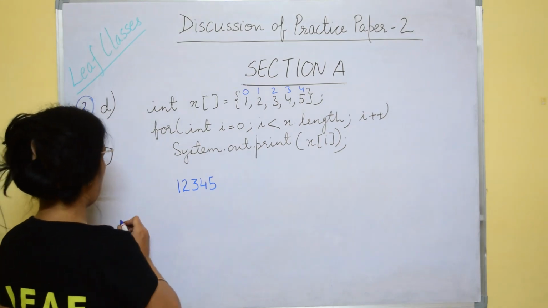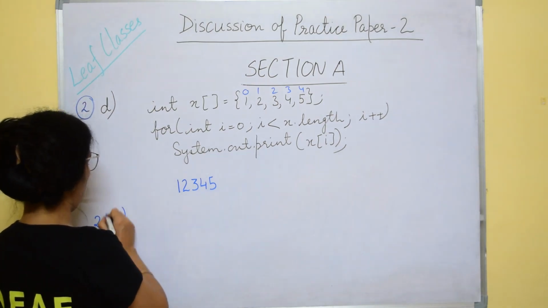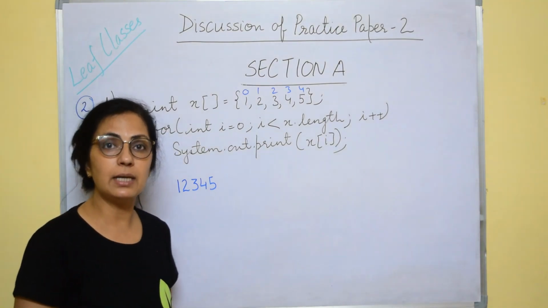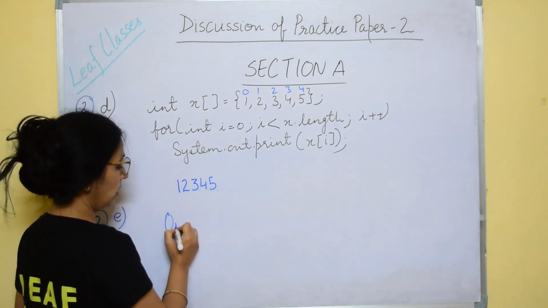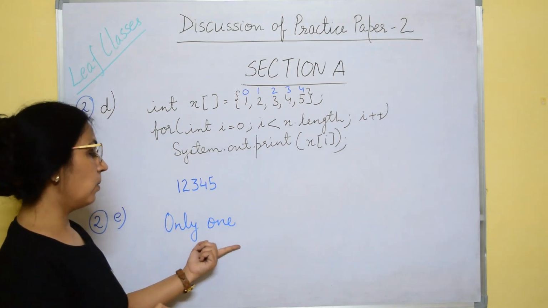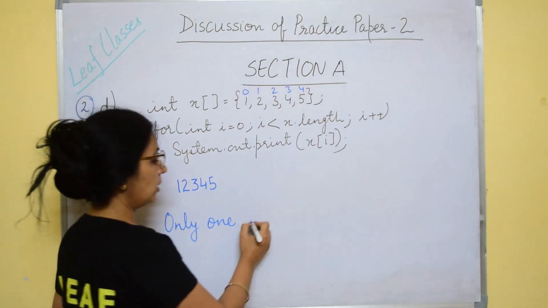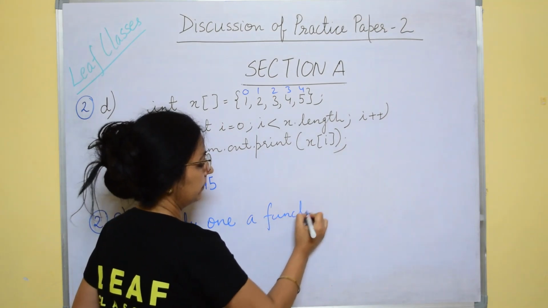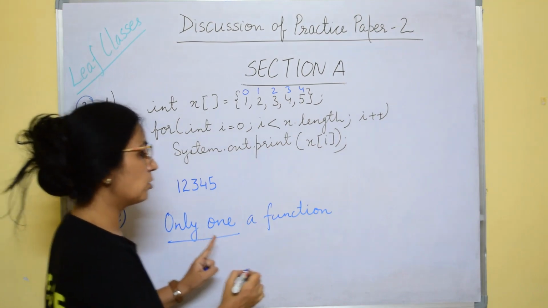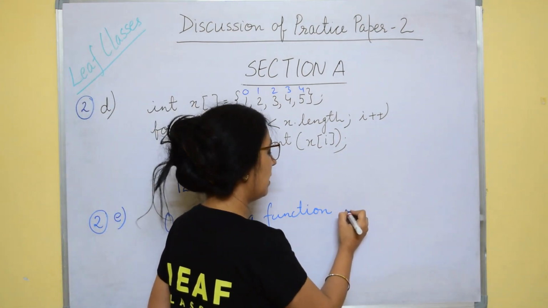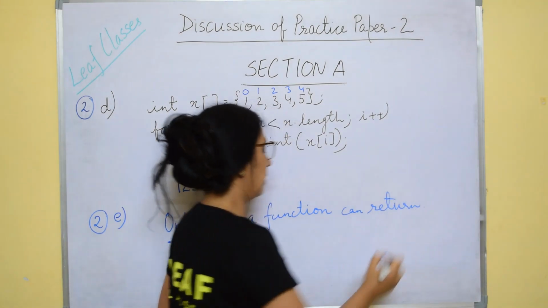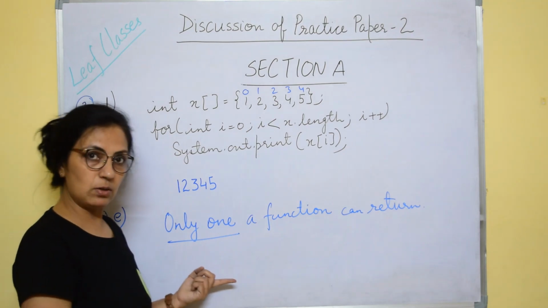The next question, E part of question number 2, says, how many values can a function return? A function can return only one value. So your answer will be only one value a function can return. Right? If you write only one, that is also sufficient. If you want, you can write a function can return one value. Like this also it is okay, but if you want to write only one, that is also fine.